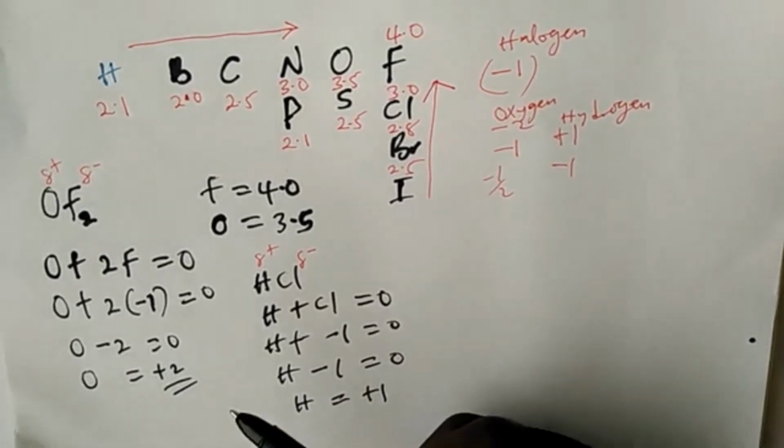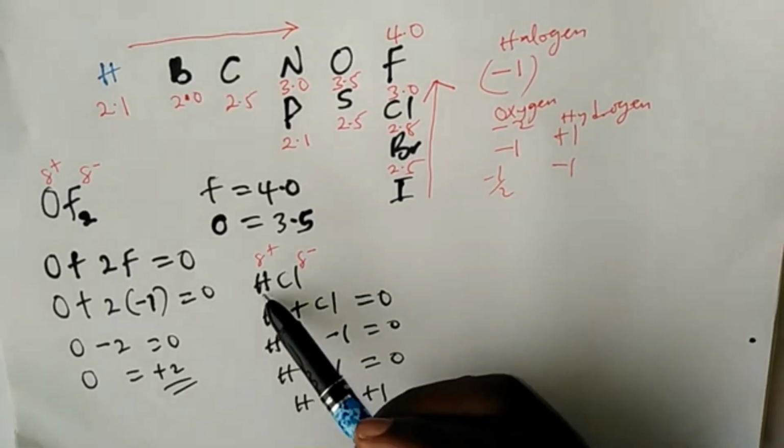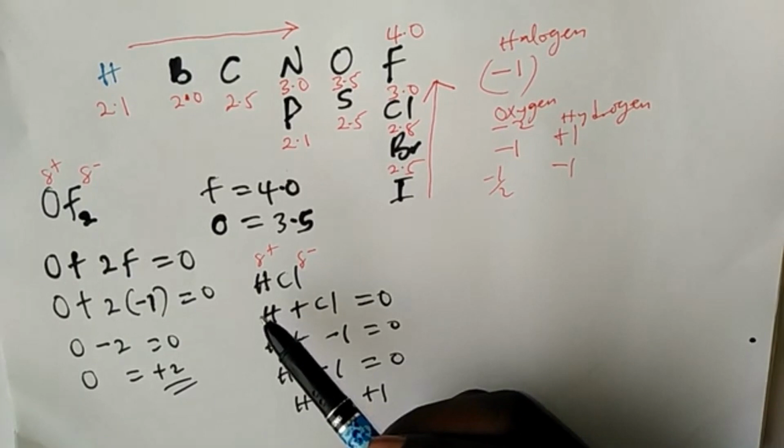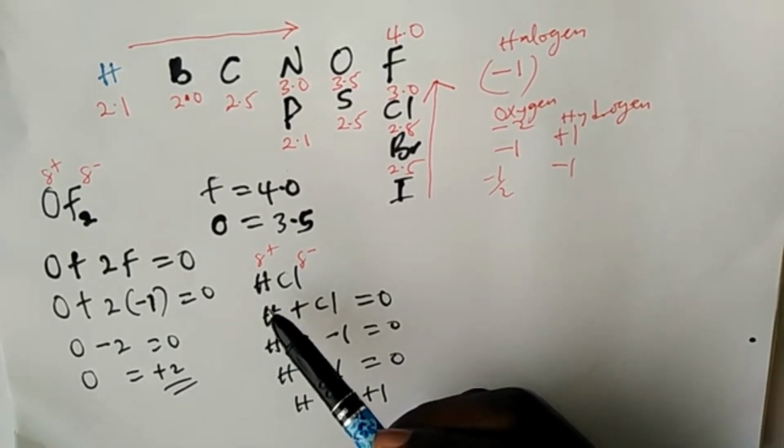Now, when written correctly, the element you are looking for its oxidation number is usually written at the left, while the one which you already get its oxidation number from the periodic table is written on the right.